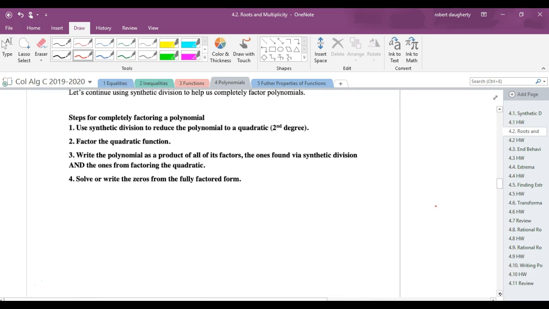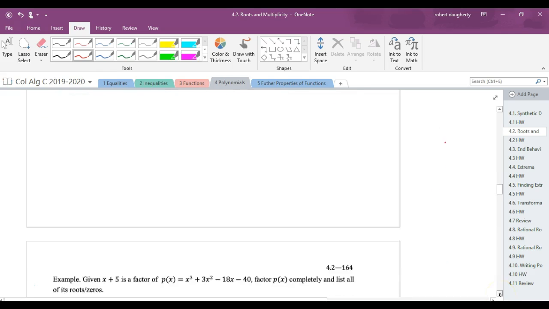So what we need to do when we see a polynomial is use synthetic division to reduce it down to a second-degree polynomial, because then we know how to factor that. Once we get it completely factored, then we know that we can set each factor equal to 0. Those are our x-intercepts, and we can solve that, okay? So let's do a few examples.